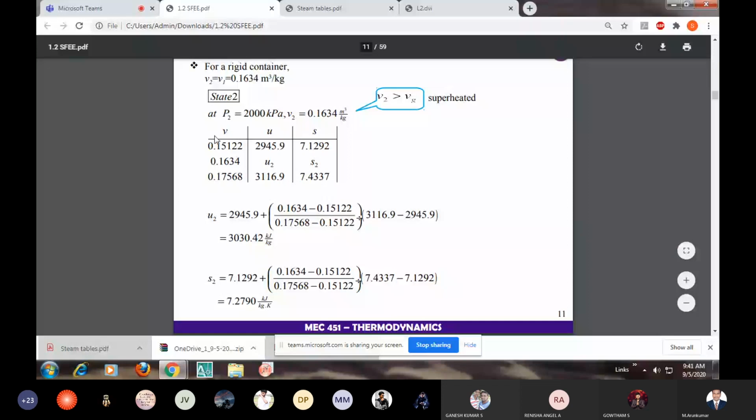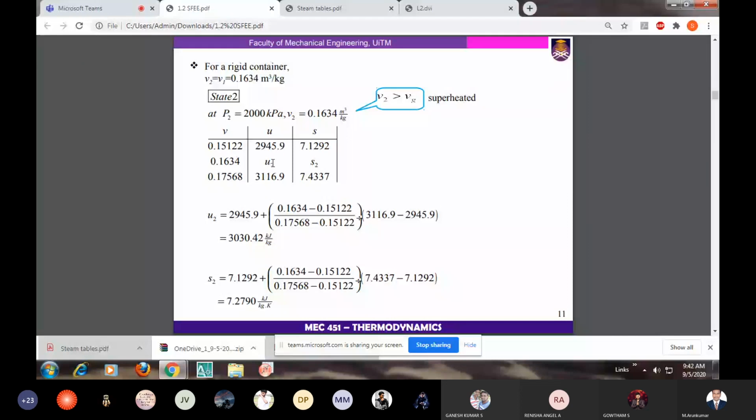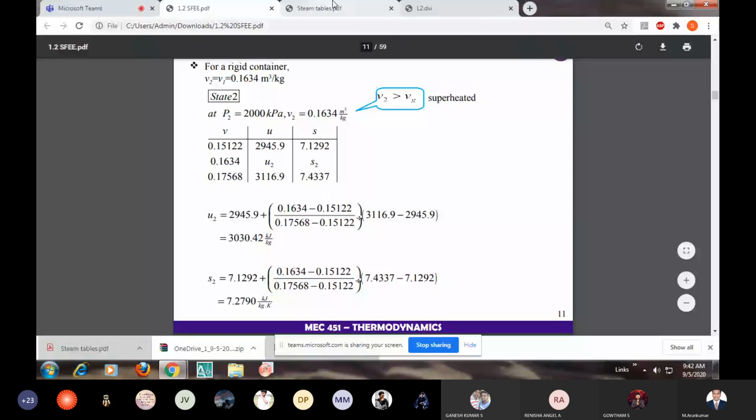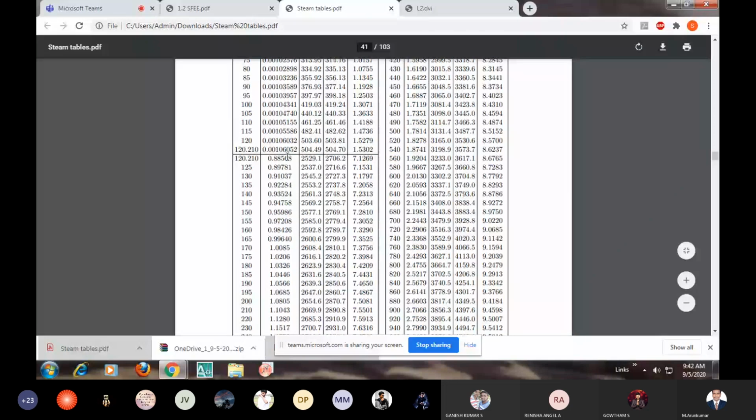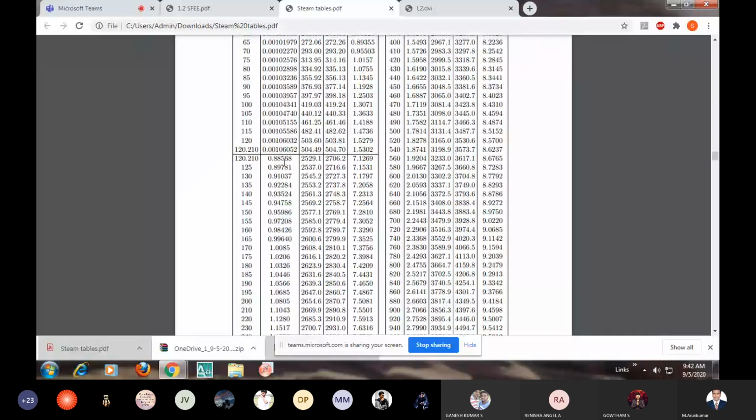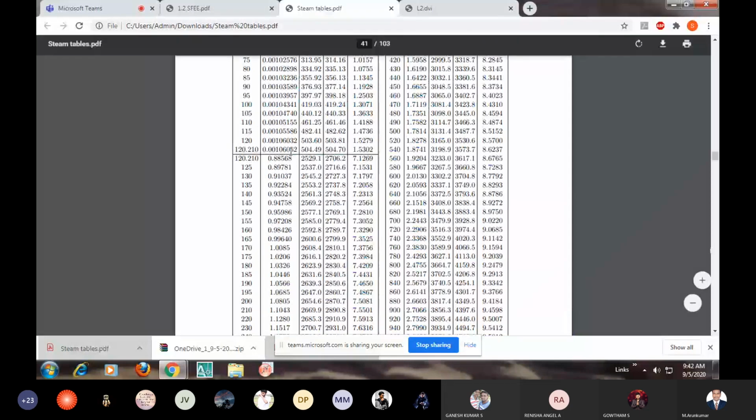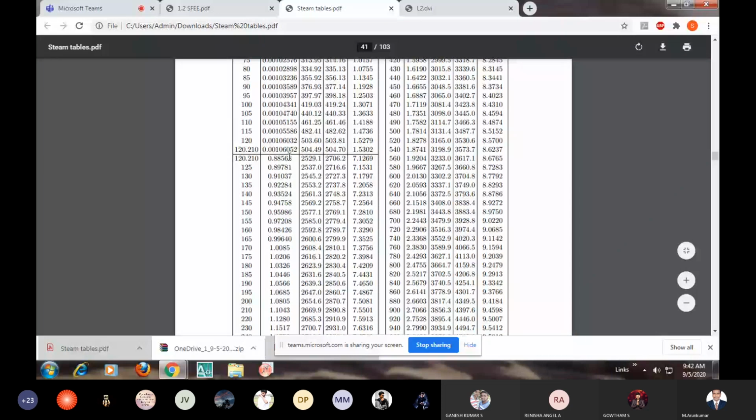to find the U2. This is the interpolation formula we already discussed. So by using this interpolation formula, they found the U2 value here. In the table uploaded in your Teams, these values were not available. Then we can take these two values, that is 0.00106052 divided by, then this next value will be 0.1634. This row will be this one. So we can interpolate these two values to find the middle value, that is for 0.1634.